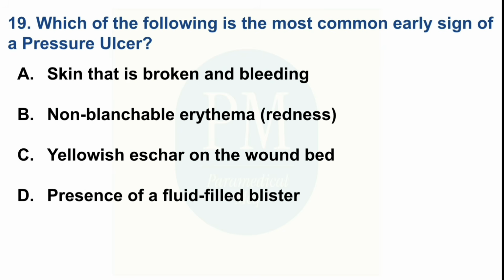Which of the following is the most common early sign of a pressure ulcer? Option A, skin that is broken and bleeding. Option B, non-blanchable erythema, redness. Option C, yellowish eschar on the wound bed. Option D, presence of a fluid-filled blister. The correct option is option B, non-blanchable erythema, redness.